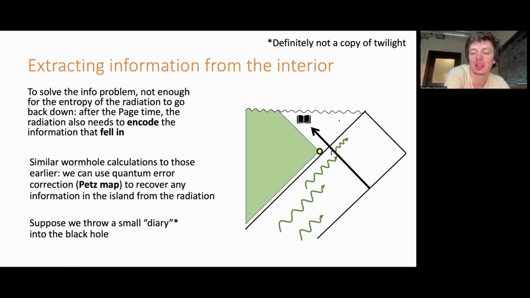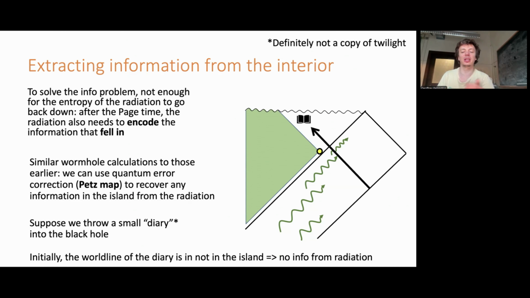And initially they can't. So I've just thrown this diary in, and initially its world line will take it right outside of the island. It'll be to the future of the island. That means there's no way for me to pull it out through a wormhole and recover it using this algorithm. So the NSA can't do any measurements on the radiation to learn what it was. But that's okay because the NSA are patient. And if they wait a bit longer, then more radiation will come out.